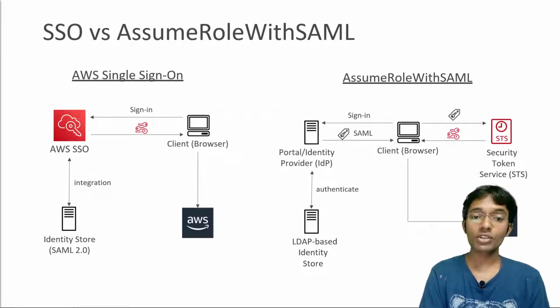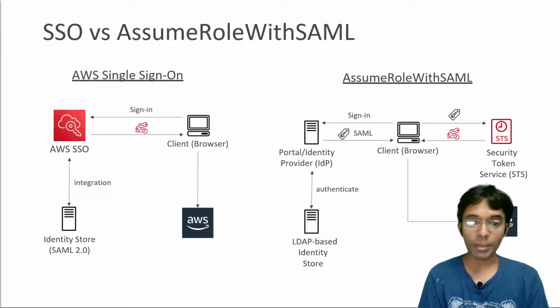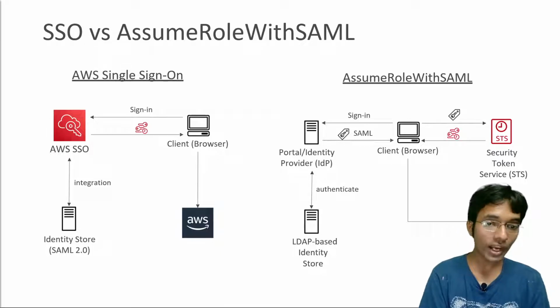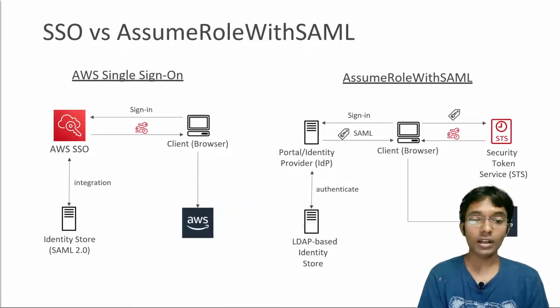So what is the difference between SSO and the older assume role with SAML? You will see SSO is quite easy. SSO has to be integrated with an identity store, and then your clients will sign into SSO. Then they retrieve credentials directly back from SSO after verifying the login, of course, and then the client can access AWS. That's because SSO hides a lot of the complexity of what happens behind the scenes.